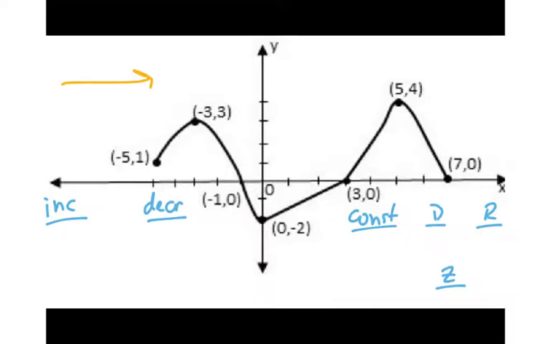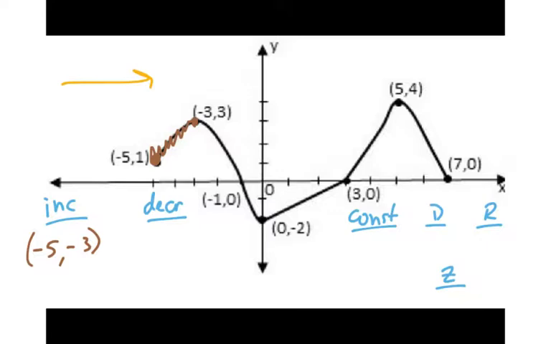So let's see. Where is it increasing? Well, from here all the way up to here, that's an increasing. My y's are going up, but you're going to tell me the x values. That's from x equals to x equals. Again, notice I'm using parentheses because we don't have to use brackets for increasing, decreasing, constant.